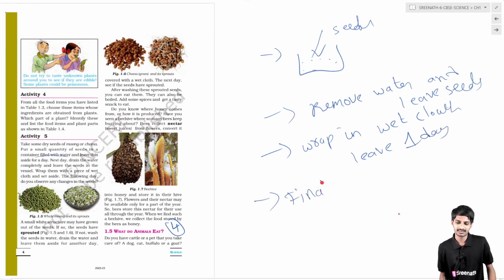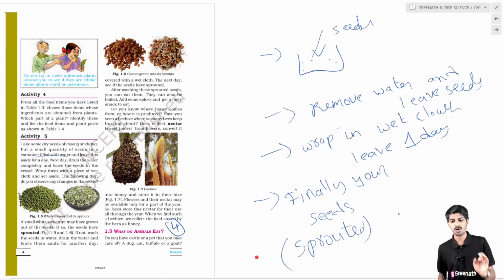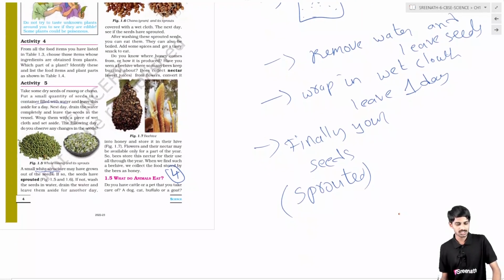Finally, your seeds will get sprouted. How will you know your seeds have sprouted? A small white structure may have grown out of the seeds. A small white structure like this is the sign that your seeds have sprouted. Suppose after doing all these steps, your seeds are not sprouted. What do you have to do?